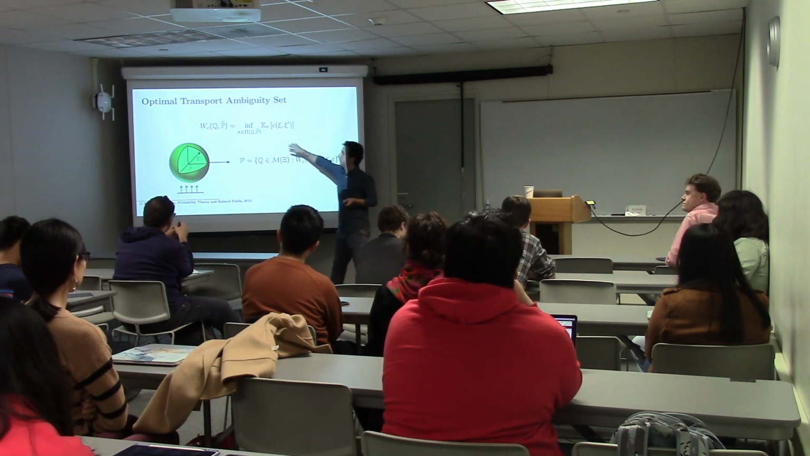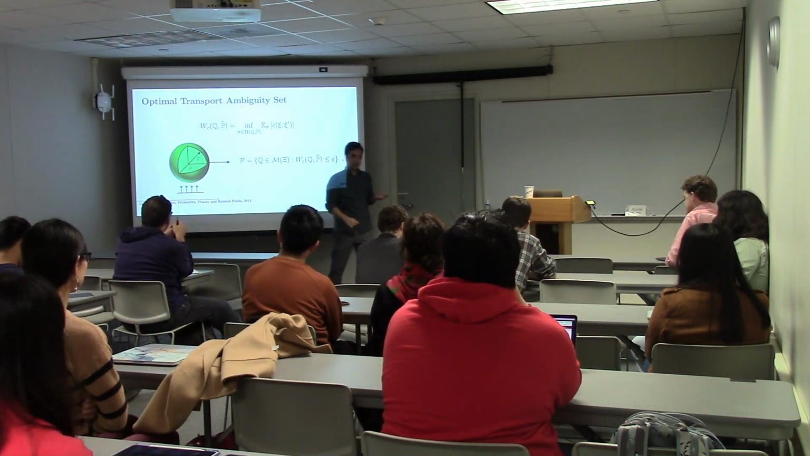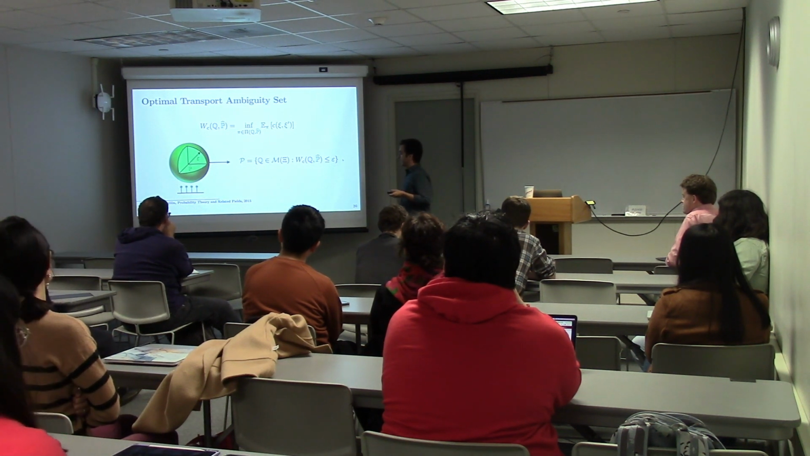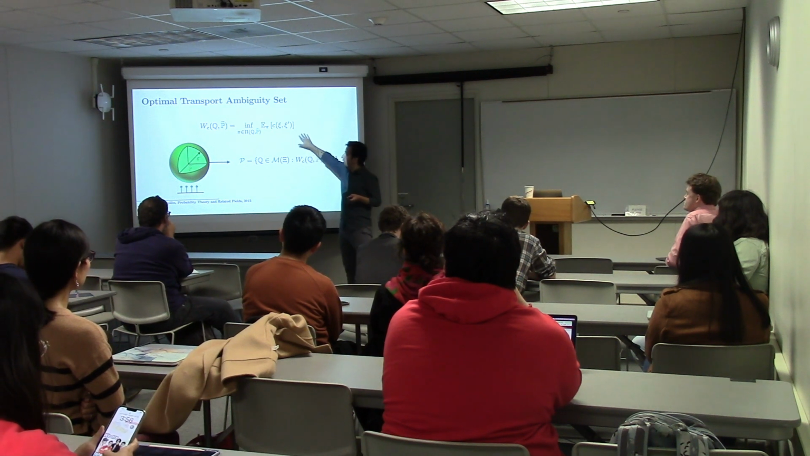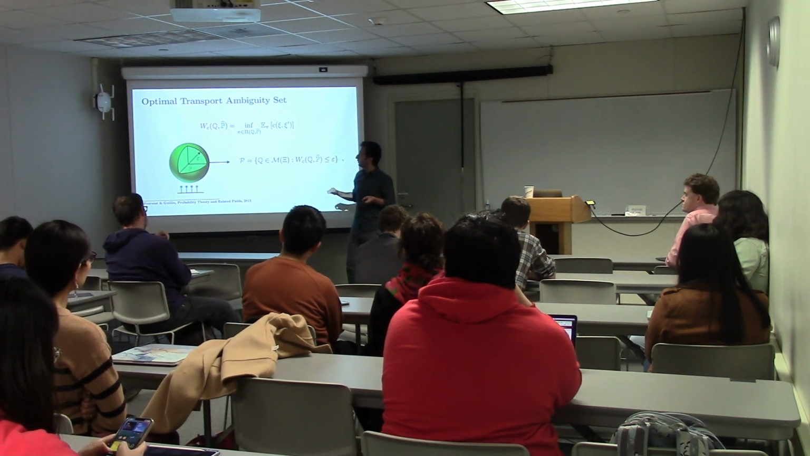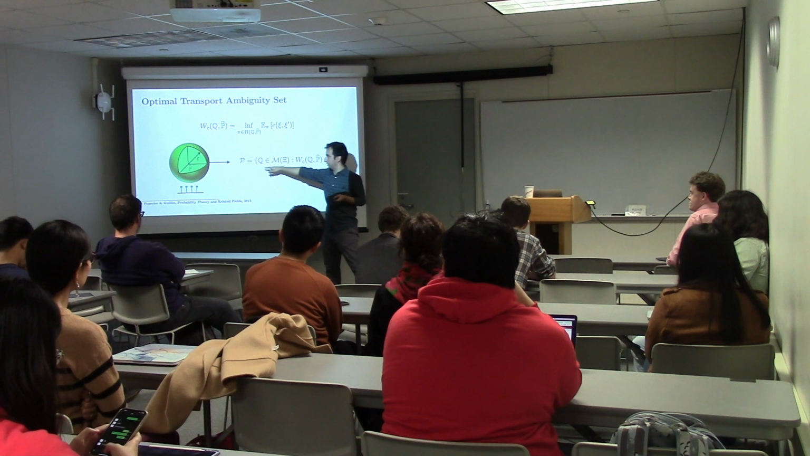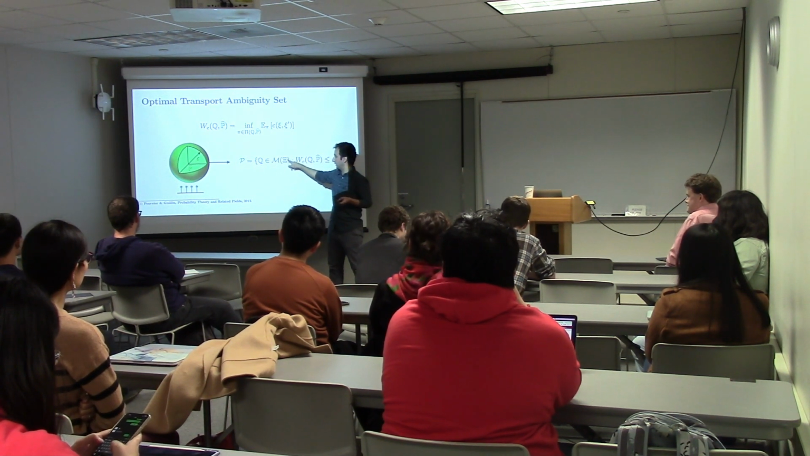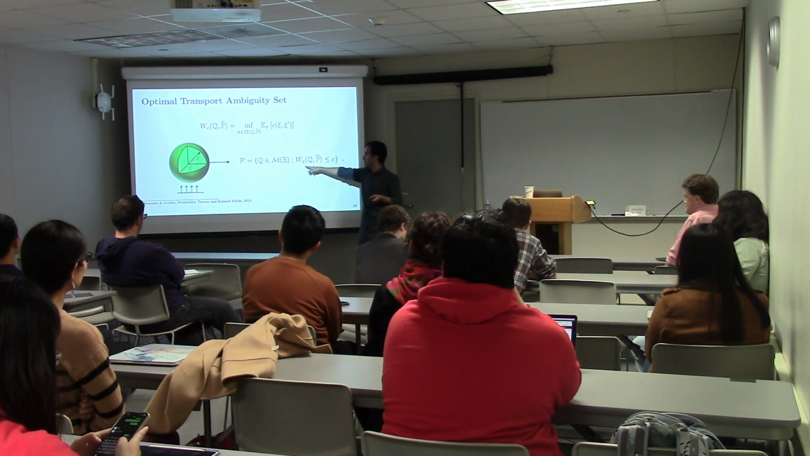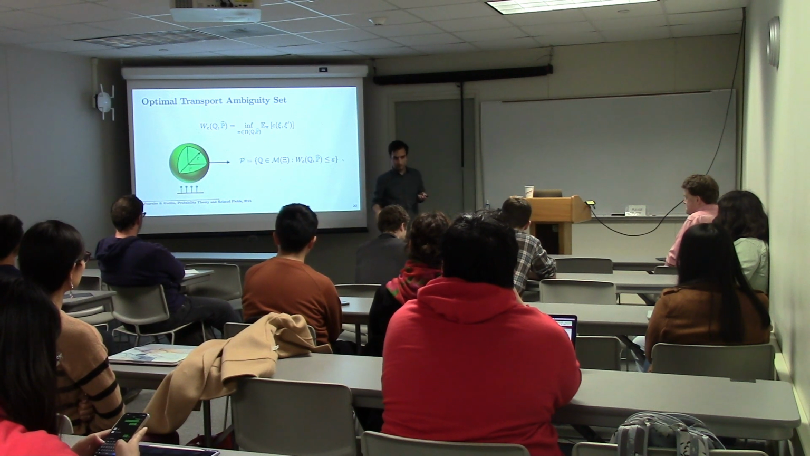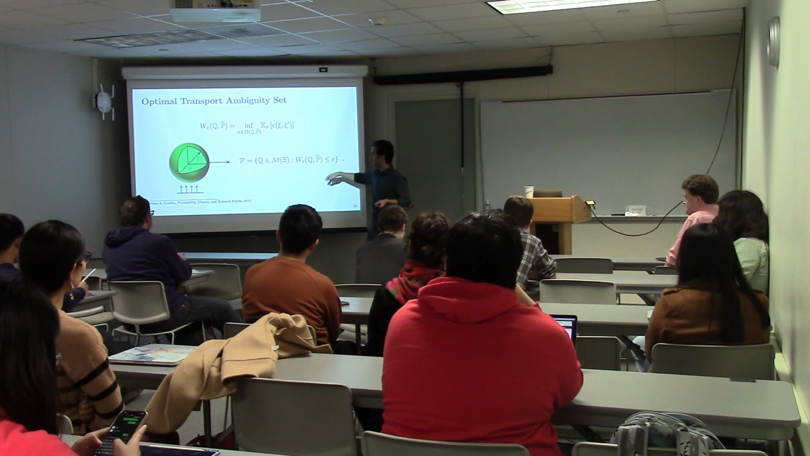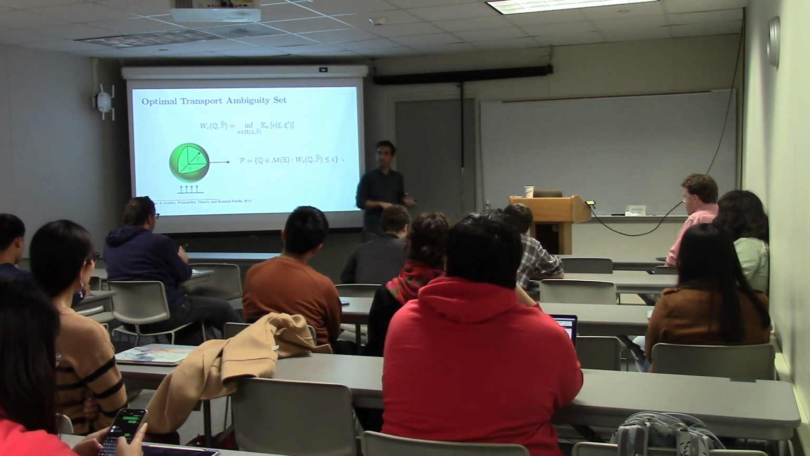If you recall, the optimal transport cost between two distributions amounts to the optimal value of a minimization problem. With this definition, we define the optimal transport ambiguity set script P as the set of all distributions Q supported on some support Xi, whose optimal transport cost to some nominal distribution P hat is at most epsilon. So the size of this set is captured by the parameter epsilon. The shape of this set is captured by the transportation cost function.